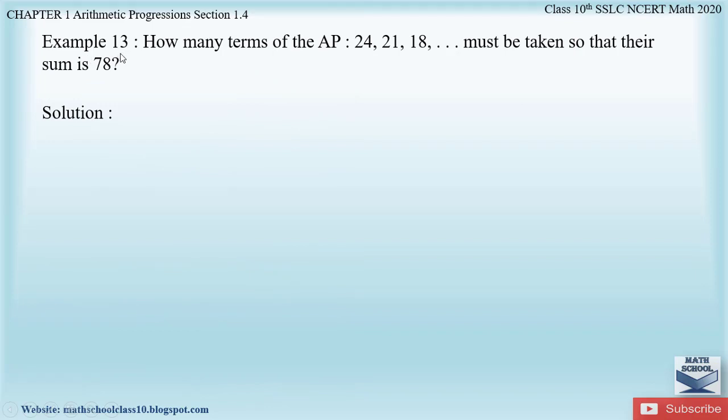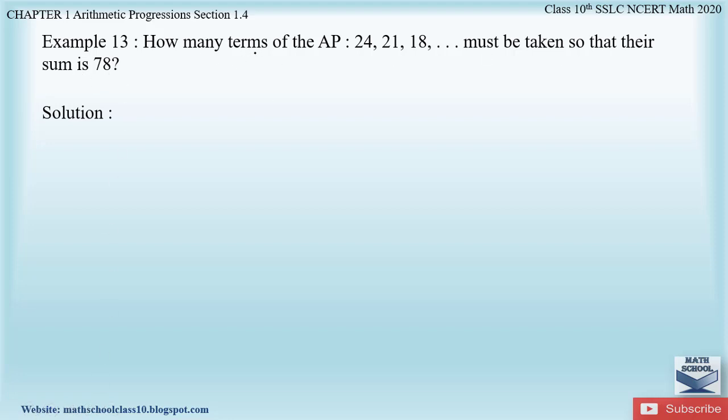So let us solve the example number 13 from the chapter Arithmetic Progression, which says how many terms of the AP, that is 24, 21 and 18 and so on, must be taken so that their sum is 78. So let us first of all understand the question.